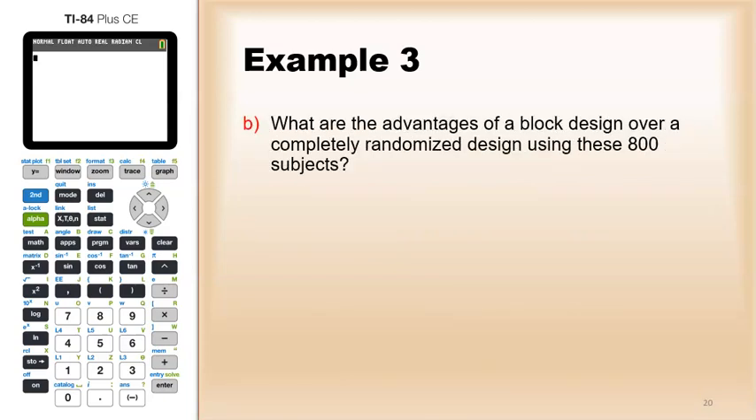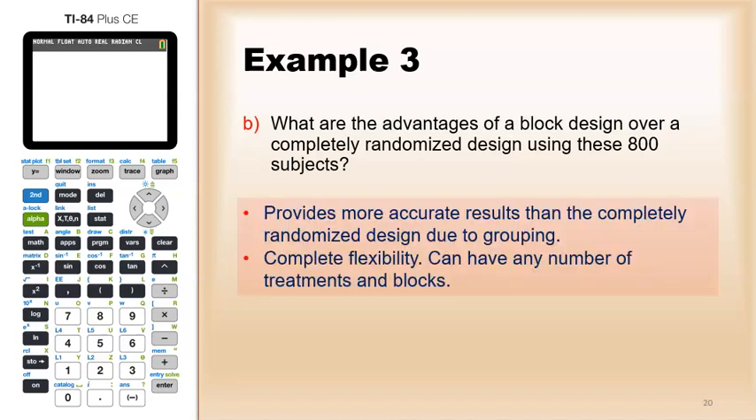So what are the advantages of block design over a completely randomized design using these 800 subjects? Well, one of the reasons we have block design is that it provides more accurate results than the completely randomized design due to grouping. And there's some flexibility there in that we can have any number of treatments in blocks.